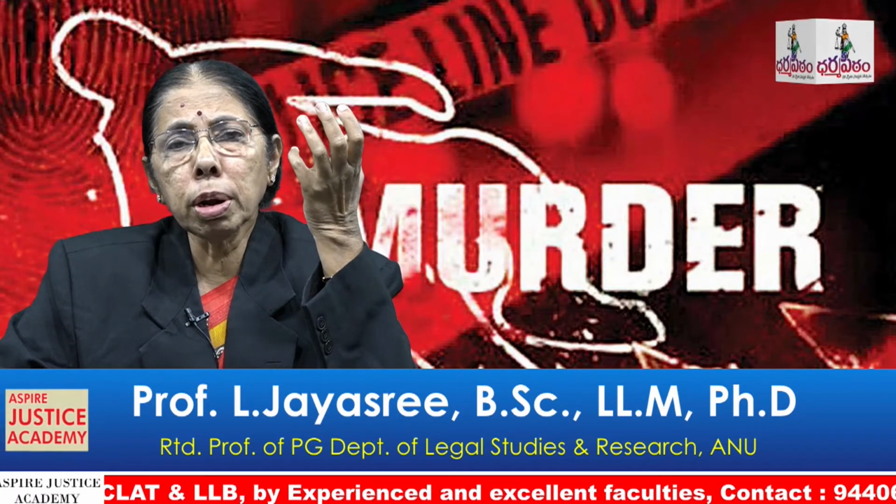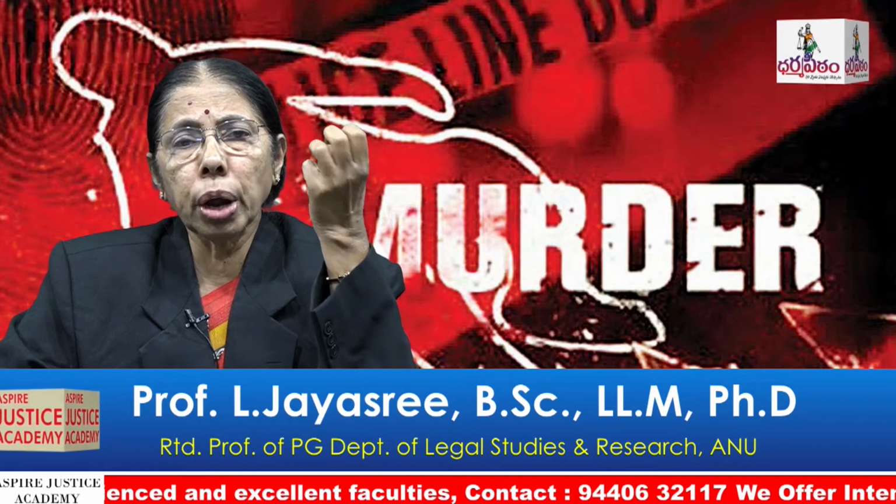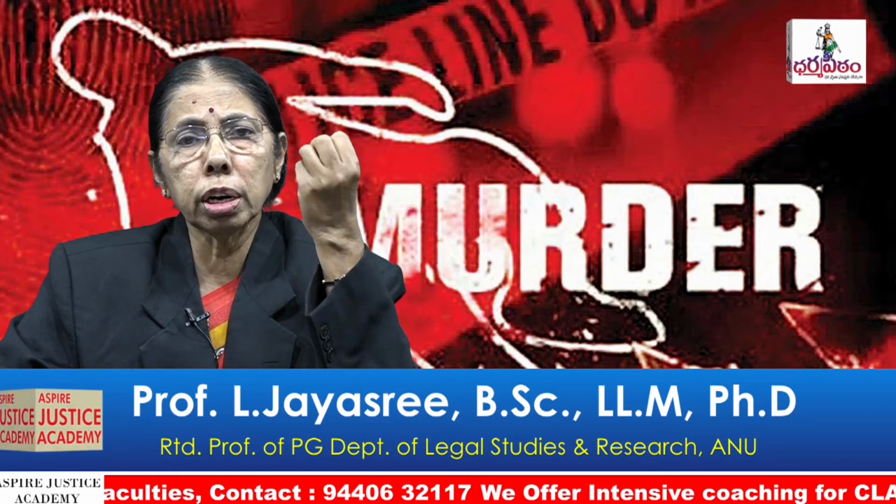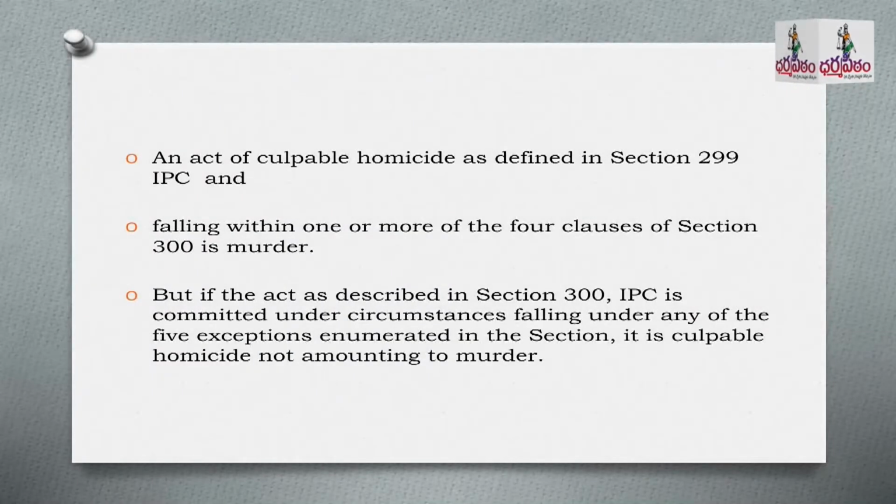An act of culpable homicide defined under section 299, falling within one or more of the classes given under section 300, is murder. And if that murder is committed in any of the circumstances mentioned in the general exceptions, it is not amounting to murder. I think you can understand this from this.